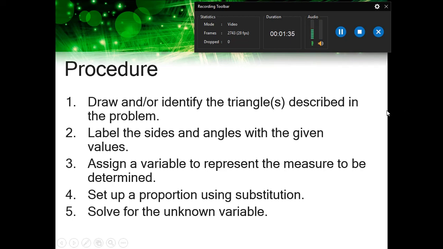Chances are you'll have to keep going and find other pieces that are missing. So it might be setting up another proportion or solving for a missing angle. And remember, you can stop the video at any time if you need to catch up.